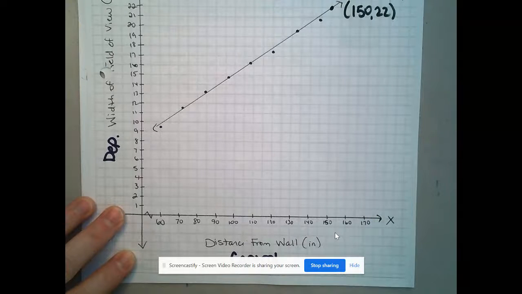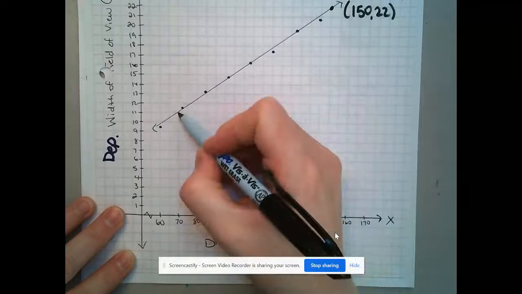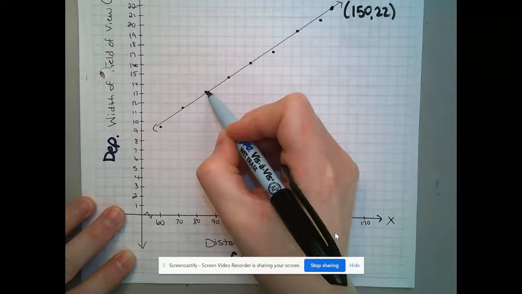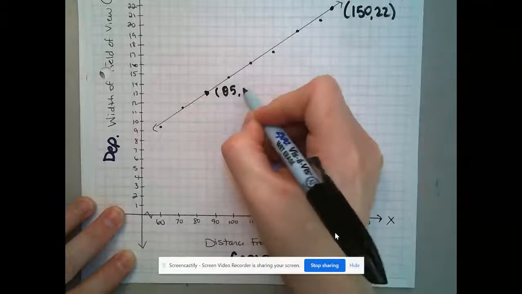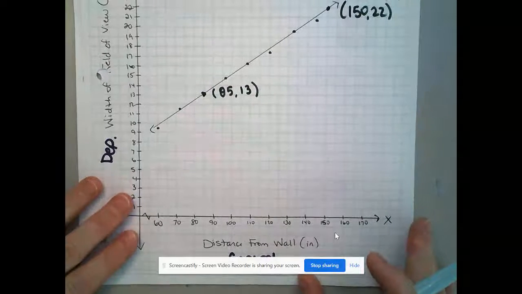You don't want to pick points that are too close to each other. You want to make sure that there's a little bit of room between them. So I wouldn't want to pick this one, which is really close. So I might go down here and say, this is pretty close to being on the crosshairs. I'll go with 85, 13. It's not perfect, but it's okay. It's as close, I think, as I'm going to get.